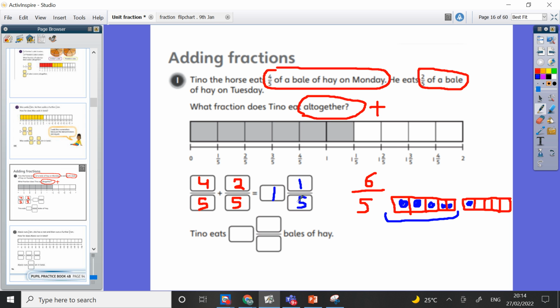So actually Tino is eating one full bale of hay and 1/5 altogether. So Tino eats one whole and 1 out of 5th bales of hay. This is equal to 6 out of 5. One whole means 5 out of 5, and 1 out of 5 means another one from 5, that is altogether 6. 1 is equal to 5 parts out of 5 plus 1 part out of 5, altogether 6 out of 5.